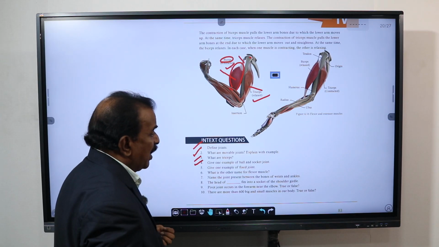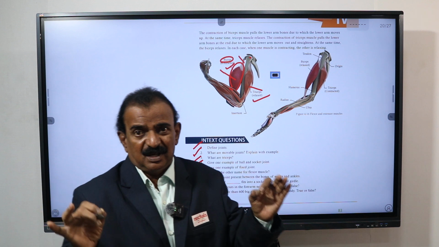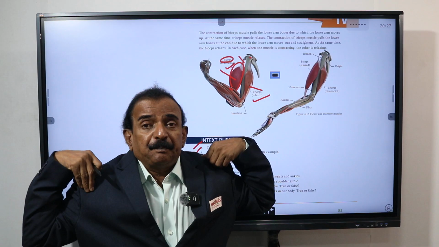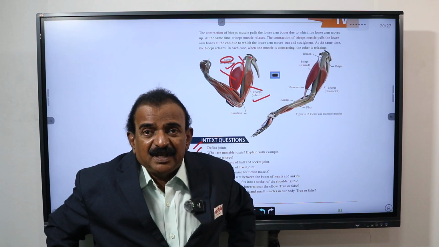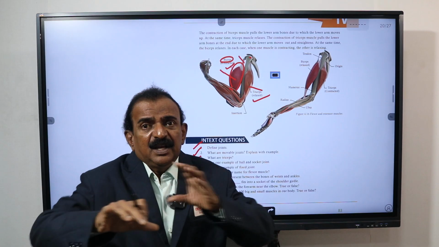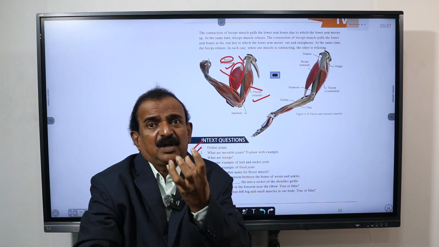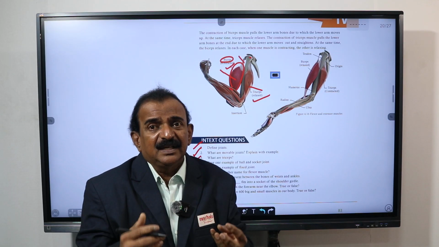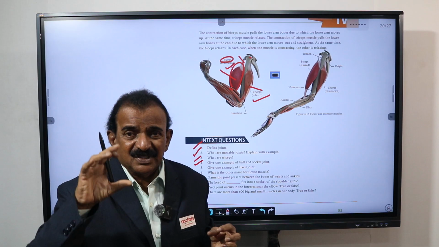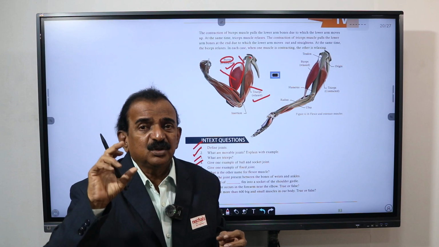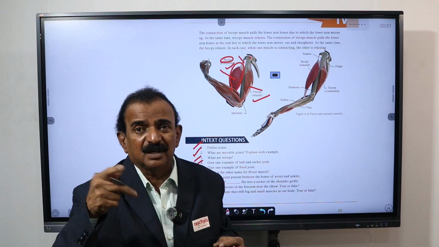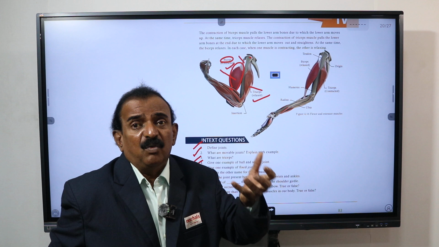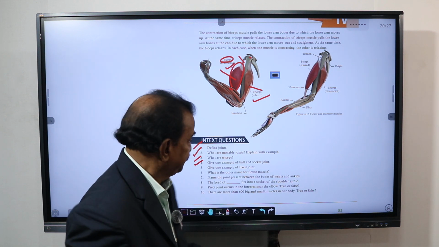And give an example of a ball and socket joint. Ball and socket joints are present in the shoulder region, the pectoral region, and also the hip region, that is the pelvic region. Here the humerus forms the ball, and there is a socket in the shoulder region. That joint is called a ball and socket joint, and it is also called a synovial joint. It allows the movement of bones in many planes.